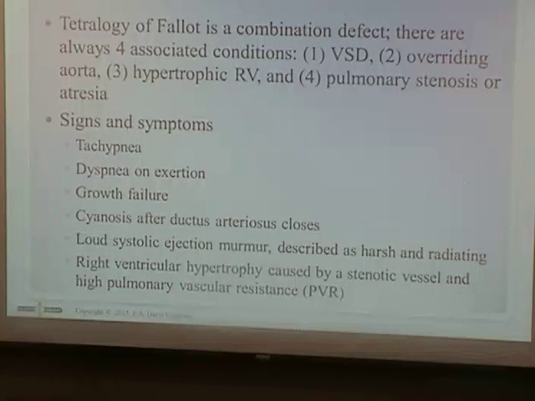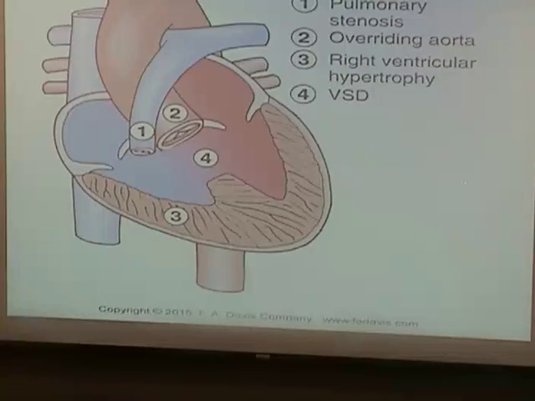And then there's tetralogy of Fallot. Tetralogy of Fallot is one of those things that you're going to see just because it's so fascinating. Tetralogy means four problems, and somebody named Fallot discovered it. So it's the tetralogy of Fallot: a ventricular septal defect, an overriding aorta, hypertrophic right ventricle, and pulmonary stenosis. And it looks like this.